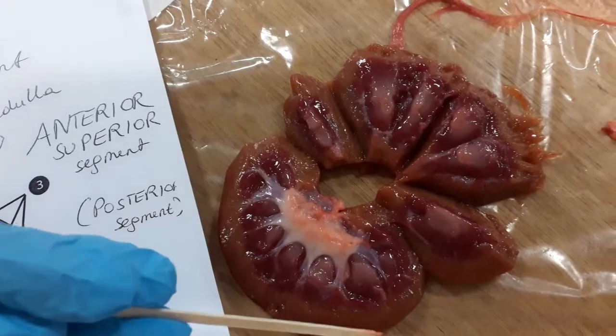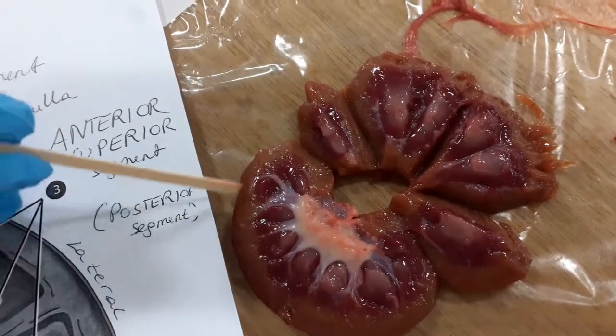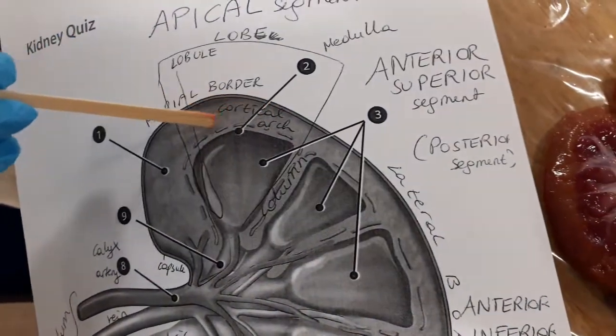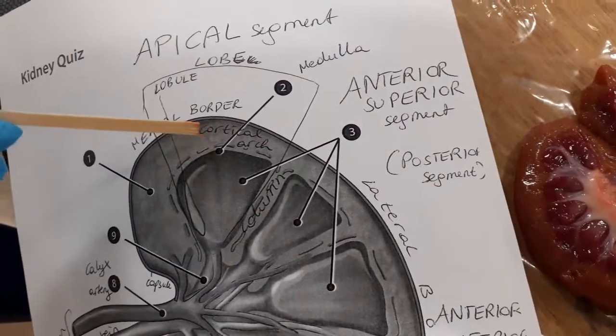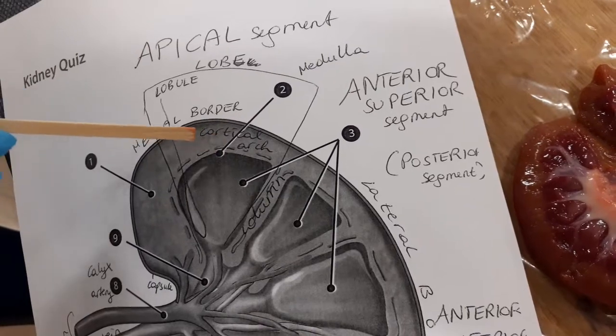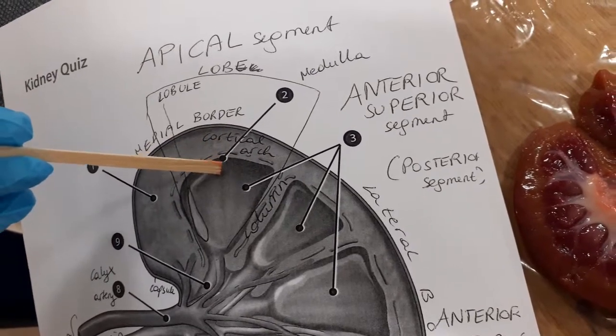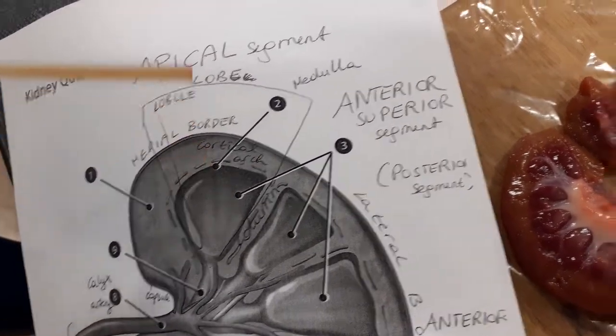This part here is the cortex, or in this picture it's here. This is the cortex, and here's the glomerulus, and the loop of Henle is in here.